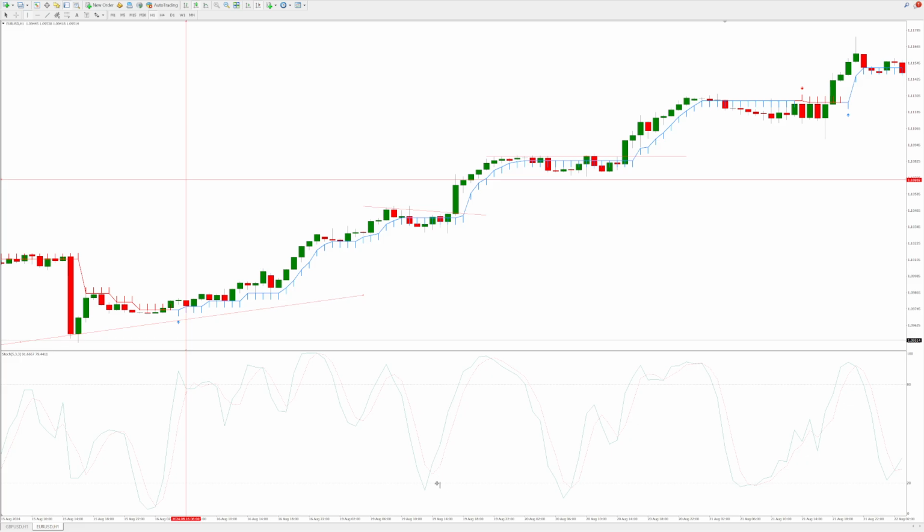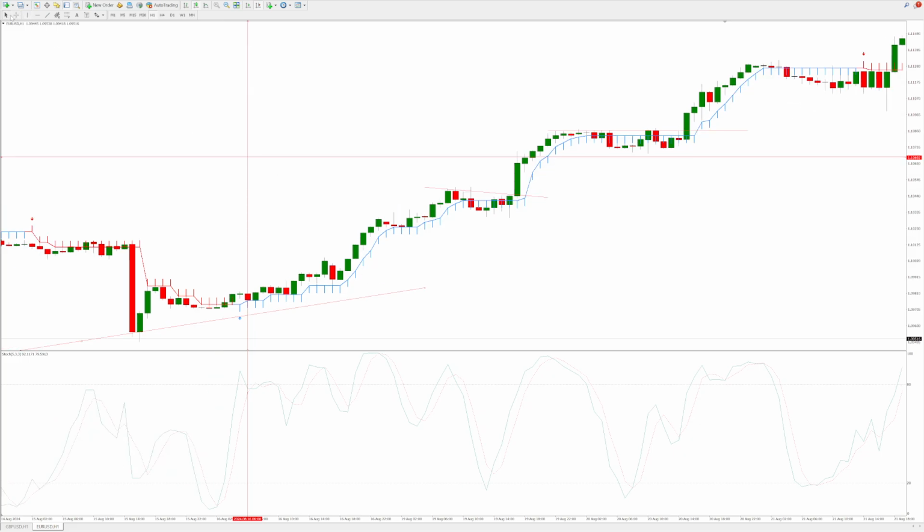Basically, for taking long trades with the stochastic oscillator, you want price to be in this oversold zone here, or in or around this oversold zone, and for the main line to cross or be above the signal line. Just shows that the market is potentially oversold and could be starting to move upwards.